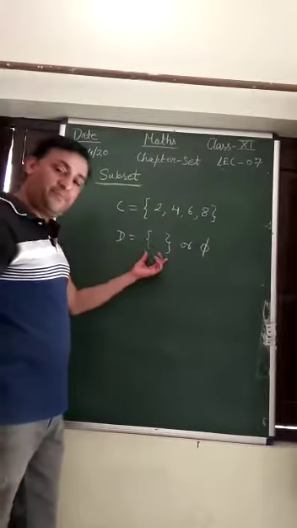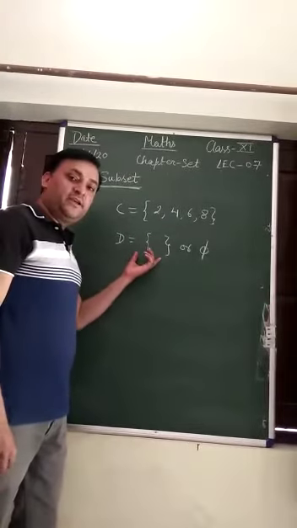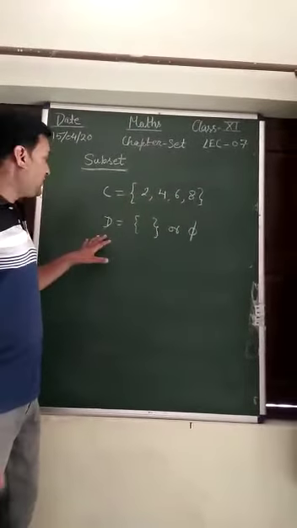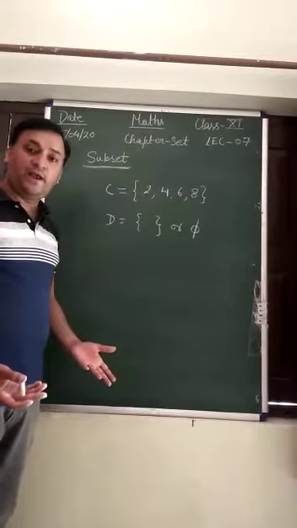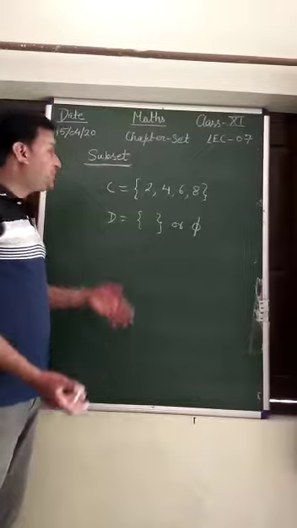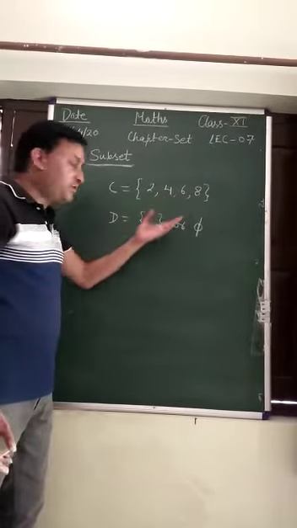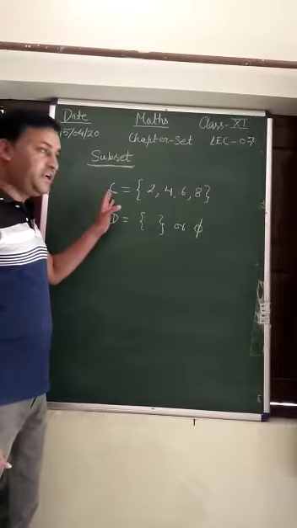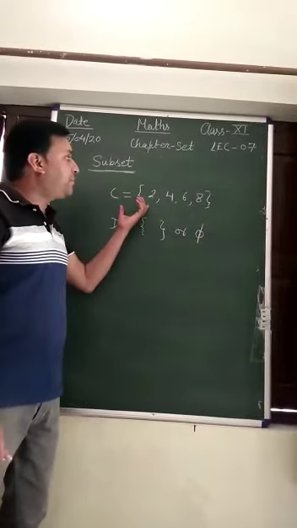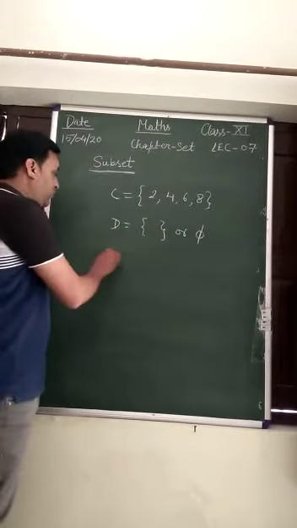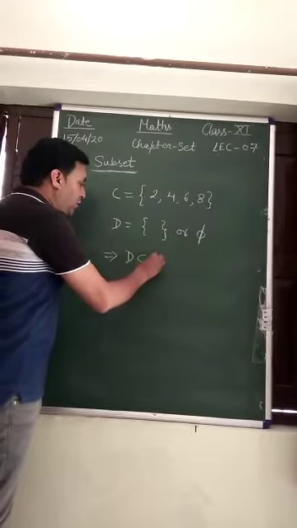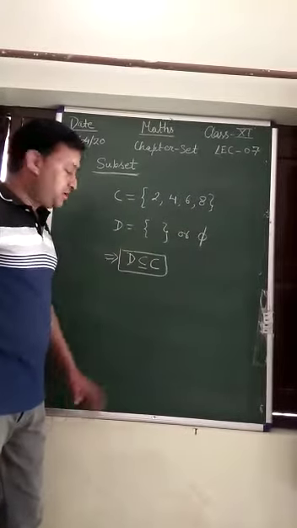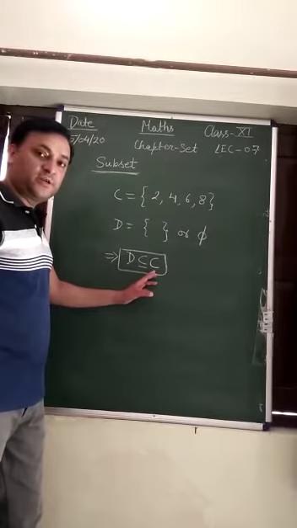So students, this is an empty set, and an empty set contains no element, while the set C contains some elements. So we can say if a set contains no element, then this set is present in every set. It is obvious, because the elements of the empty set are present in C also. So from this conclusion we can say that D is a subset of C, because D is an empty set, or null set or void set, and the empty set is a subset of every set.